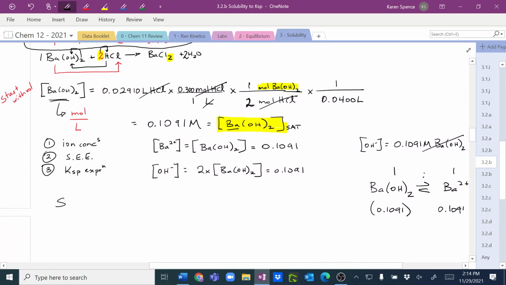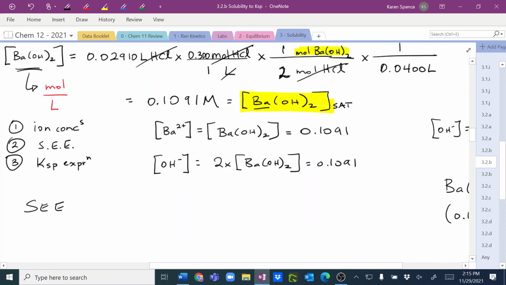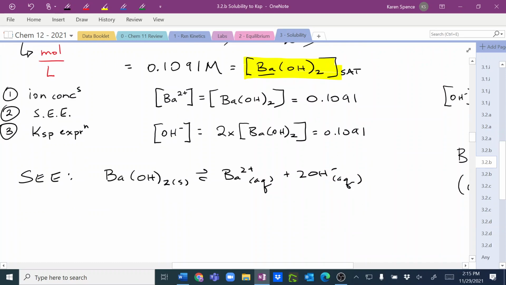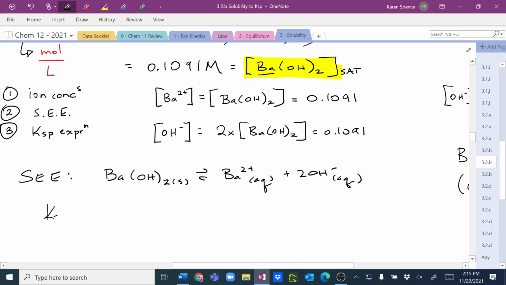Then we're going to have our solubility equilibrium equation, which I already wrote over there, but I'm going to write it again so it's all in line here. BaOH2 solid, Ba plus aqueous plus 2 OH minus aqueous. And then we have our Ksp expression. Ksp is barium concentration times hydroxide ion concentration squared.